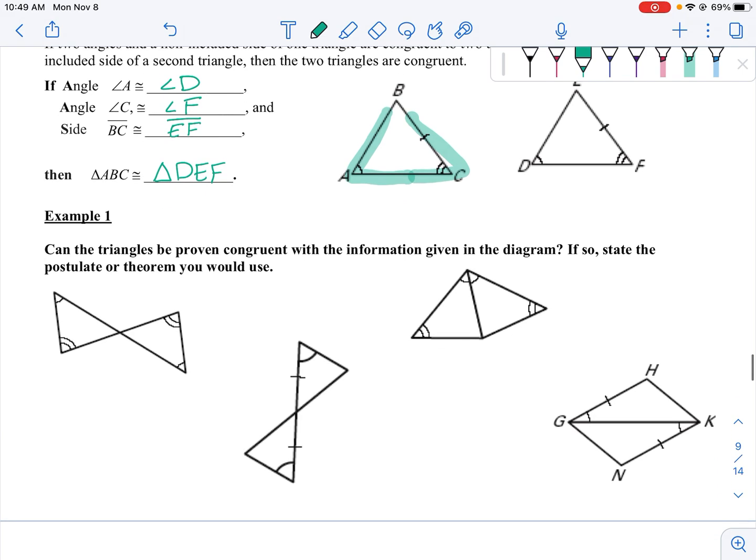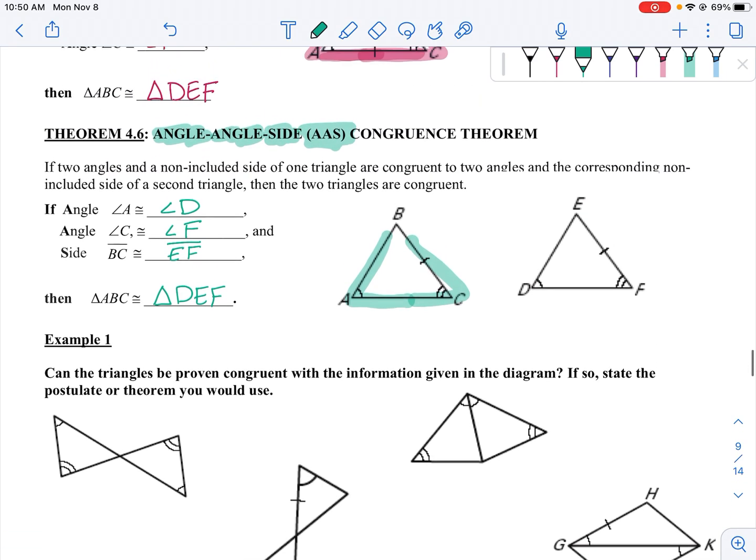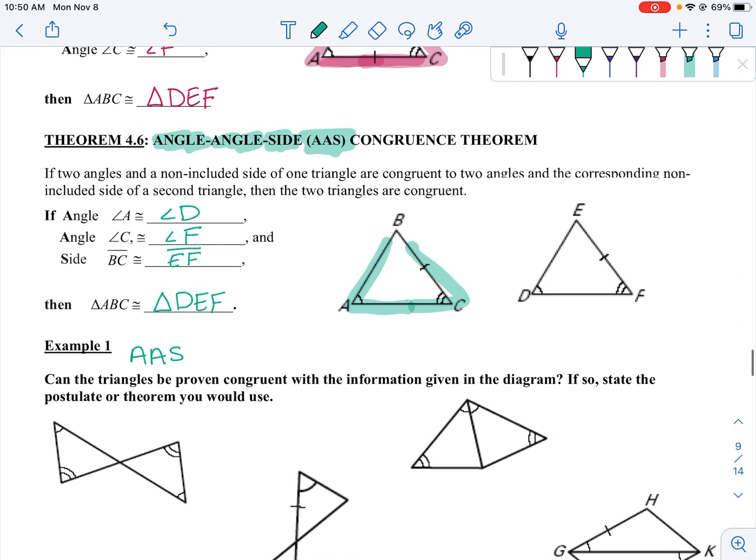All right, so can the triangles be proven congruent with the given information in the diagram? If so, state the postulate or theorem you would use. So the two from today are angle, angle, side, and angle, side, angle. Remember from previous lessons, we had side, side, side, side, angle, side, and hypotenuse leg.